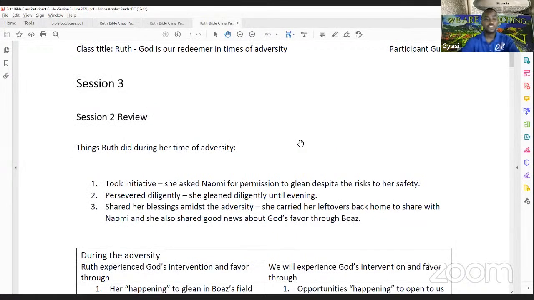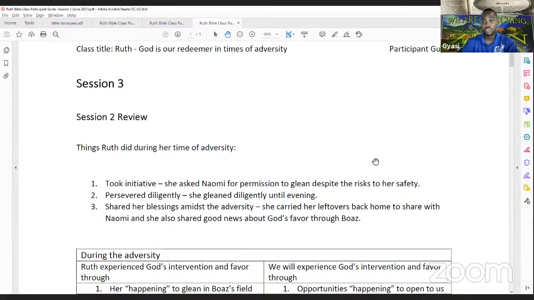And as we move into session 3, you can see that there were 3 things that Ruth did so far in the first 2 chapters. The first thing, as I said, she took initiative. She did not wait for Naomi to tell her to go and glean grain, because Naomi was the older woman. She may have been more fragile, and she had every right to instruct Ruth to go and find something for us to eat. But we see in chapter 2, it was Ruth who actually asked Naomi for permission to glean in the fields.